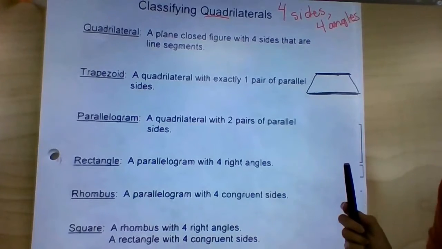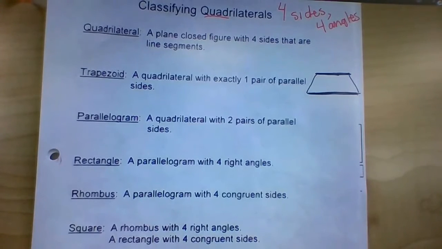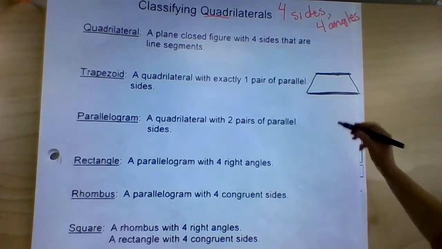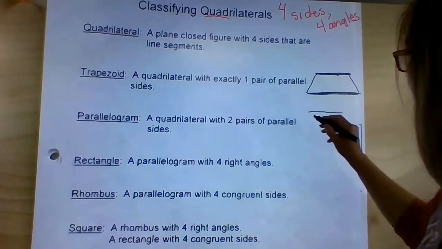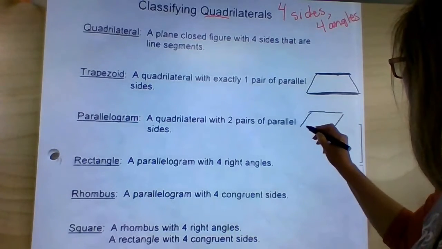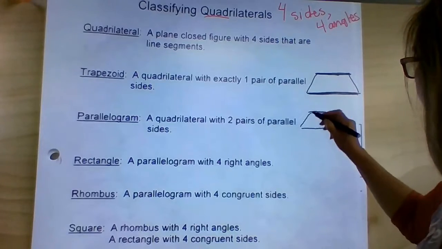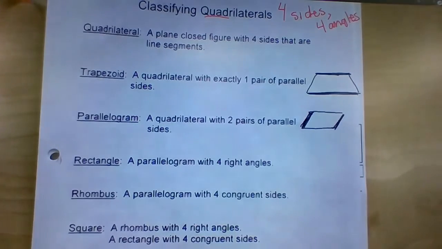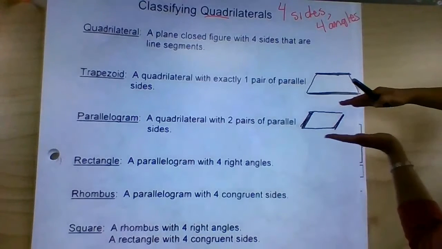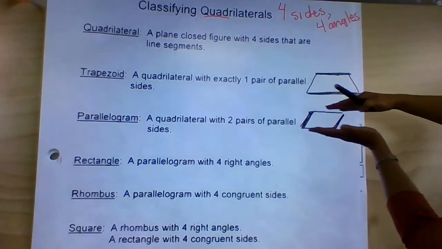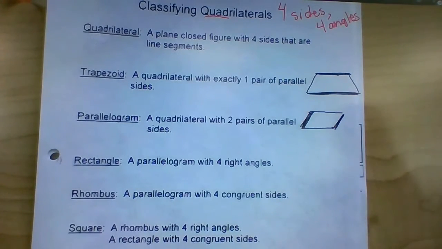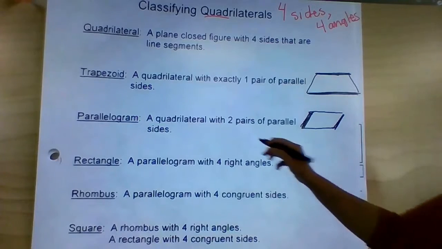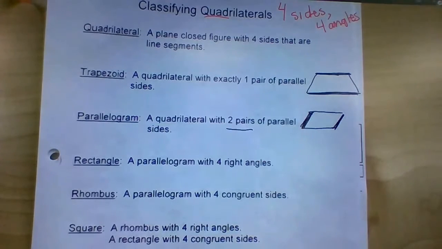A parallelogram is a quadrilateral with two pair of parallel sides. So for that, you would see, well, a rectangle works, but I'll do it this way. So you can see this side and this side. That is one pair of parallel sides. And then if you go these other lines, these two are making the other pair. So a parallelogram has two pairs of parallel sides.